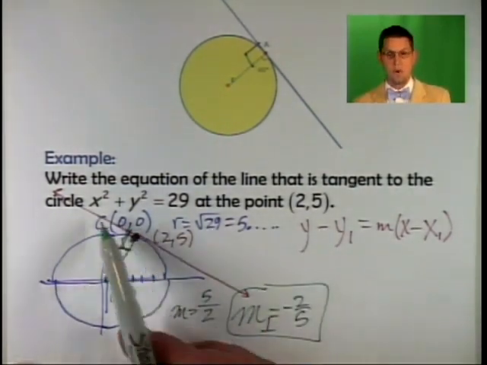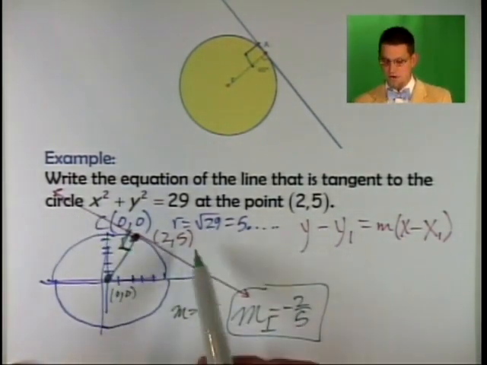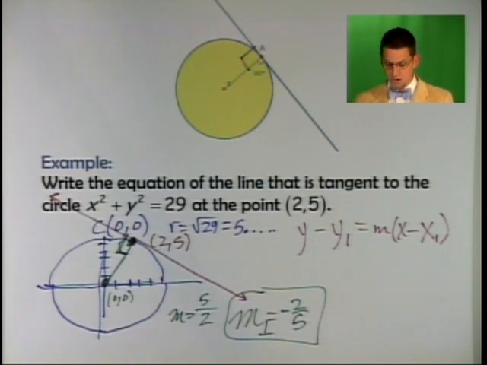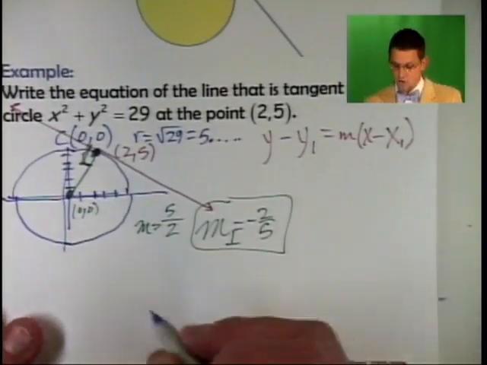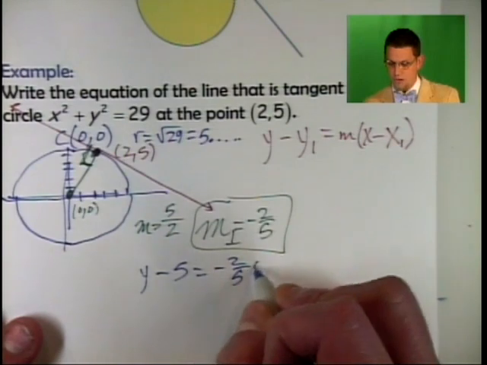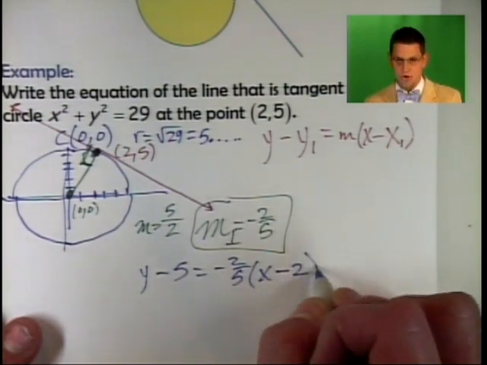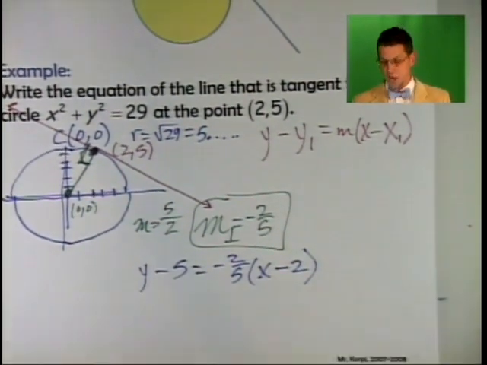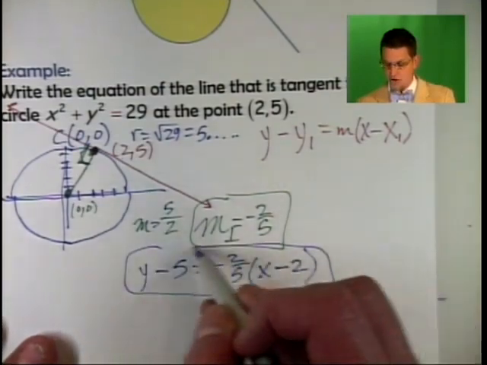Now we have the slope of the tangent line to be negative 2/5, and we have the point (2, 5) through which it must pass. So now we carefully plug into the point slope formula. Here we go. We get y minus 5 equals negative 2/5 times x minus 2. Now that right there is technically an equation of a line, so you could stop there.